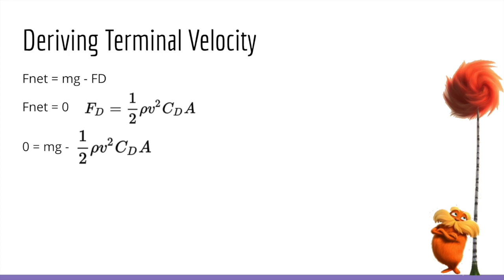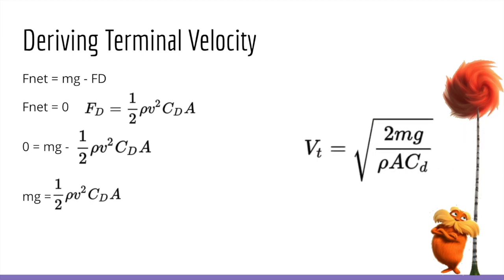And then because the net force is zero, we have that gravity minus the drag force is equal to zero, and using algebra we can find that gravity will be equivalent to the drag force. Now, solving this equation for the terminal velocity, we have that terminal velocity is equivalent to the square root of 2mg over the density of the fluid times the area of the object times the drag coefficient.